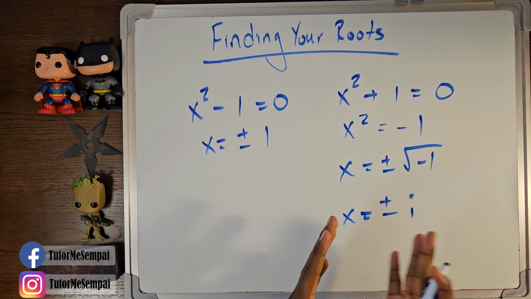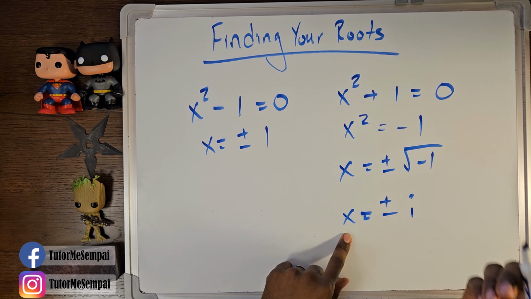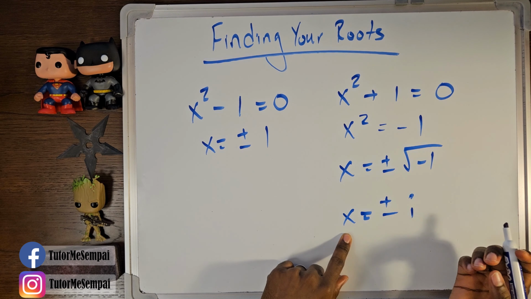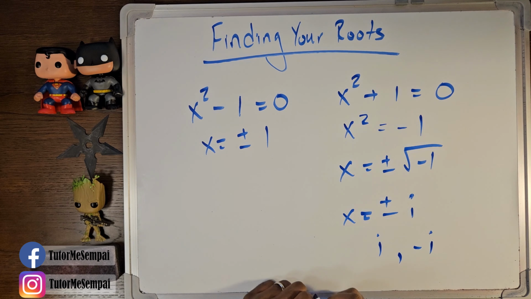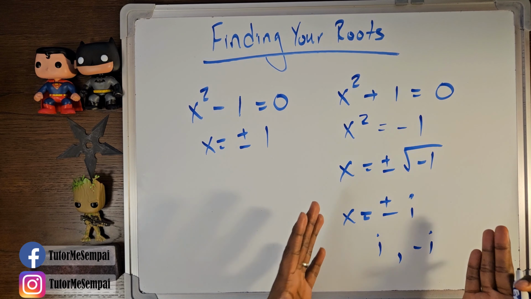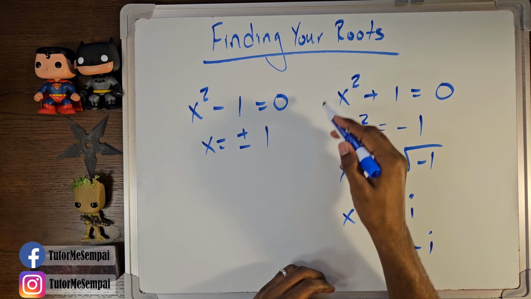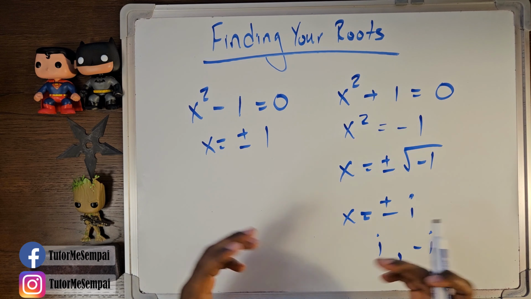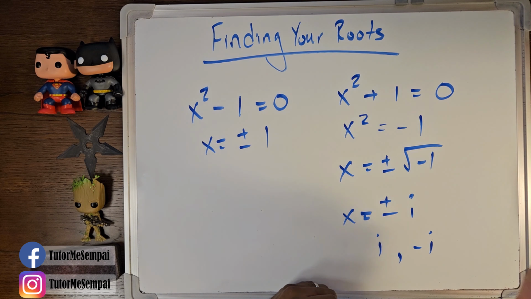So just like we expected, we did have 2 roots. However, they were not real roots. These are imaginary roots. We have i and we have negative i. And this is okay. We don't need to have real roots. The main thing about your root is that when you plug it in, it makes this whole equation equal to 0. So let's check our work and make sure that this does indeed force this equation to be 0.